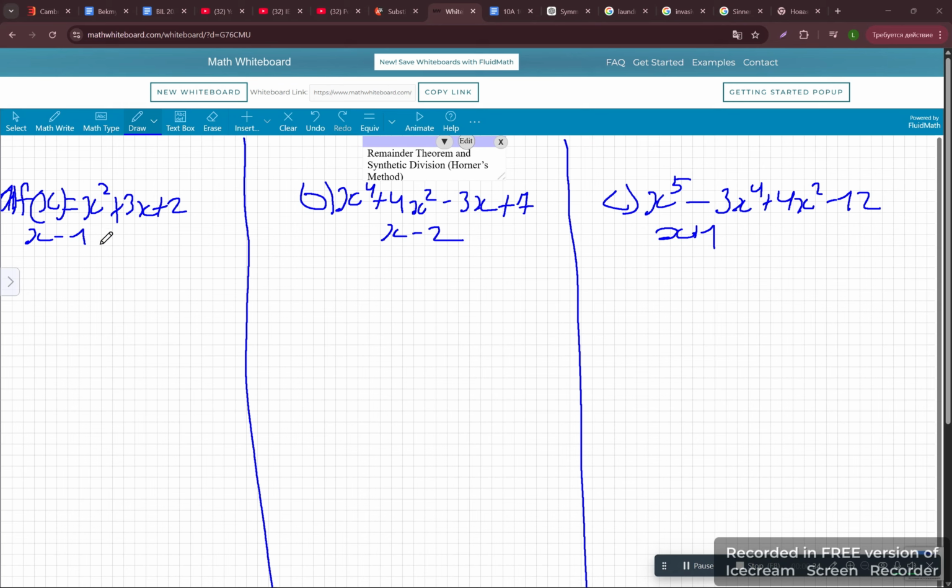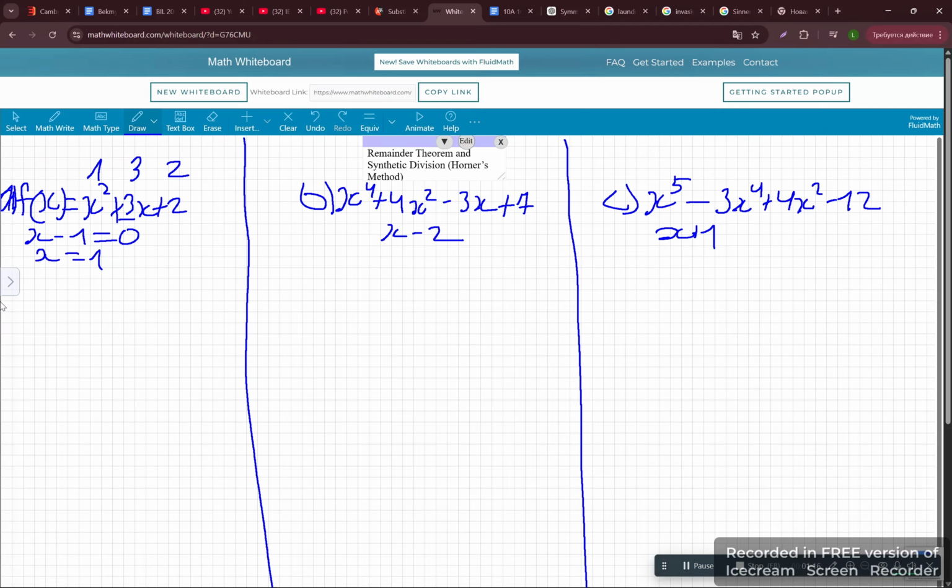First, we set x equal to 0, and then x will be equal to 1. You should find every digit in every part of the polynomial. Here are 1, 3, and 2. And second, there are the 2, 1, and 0 degrees. So everything inside is right.